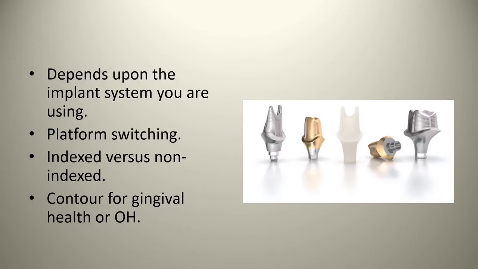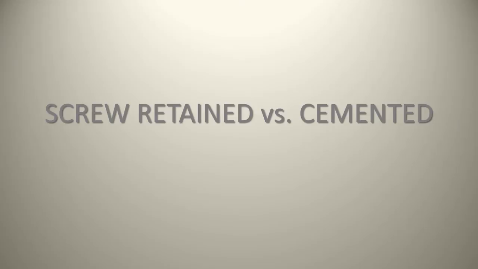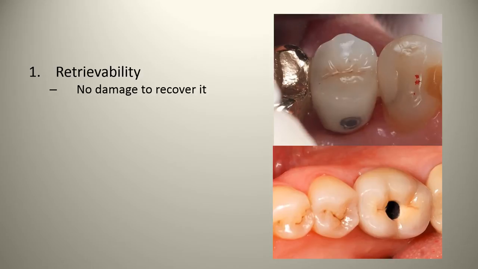So then we're going to talk about screw retained versus cemented. So I will tell you my bias. My bias is towards going for screw retained prostheses. And the main reason for this, as we see here, is number one, its retrievability. There's no damage that's required to recover the screw retained implant crown. And as time goes along, with things like peri-implant diseases, peri-implant mucositis, peri-implantitis, other types of emergencies that we covered in the implant complications lecture, having a screw retained crown just makes life so much easier with respect to getting that crown off.